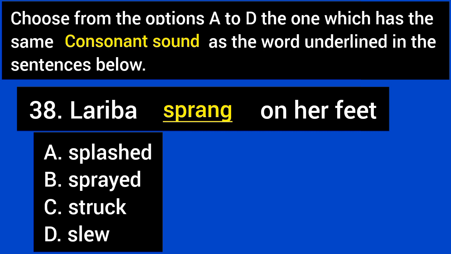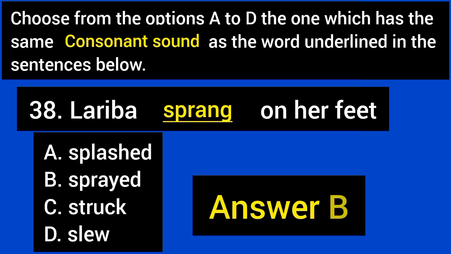Okay, all right, so let us look at the first one. We have splashed. A is splashed. Okay, splashed, spr and spla. So A cannot be our answer. All right, A cannot be our answer. Let us go to the B. Okay, we have sprayed. So we have sprang, sprayed.